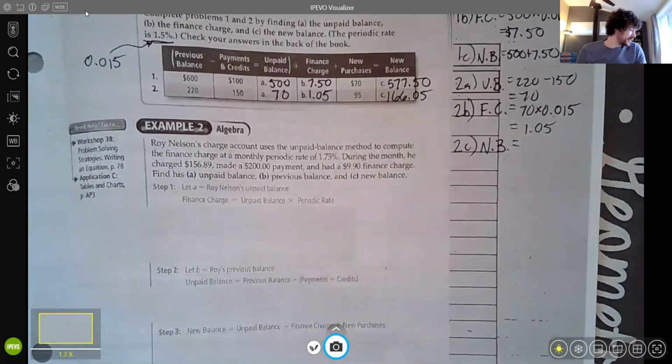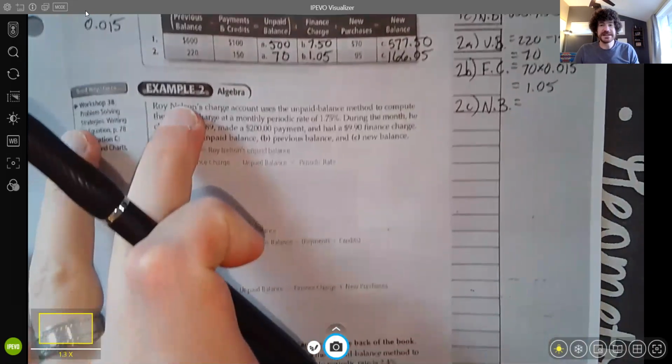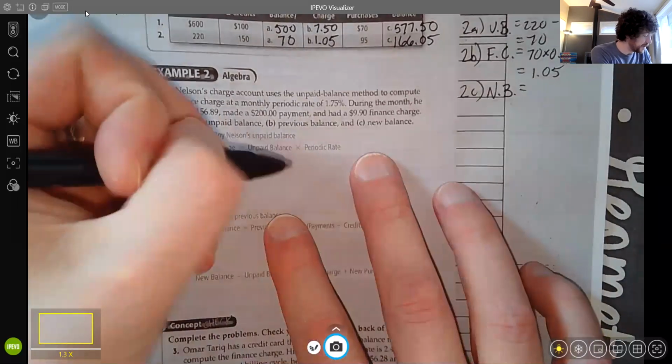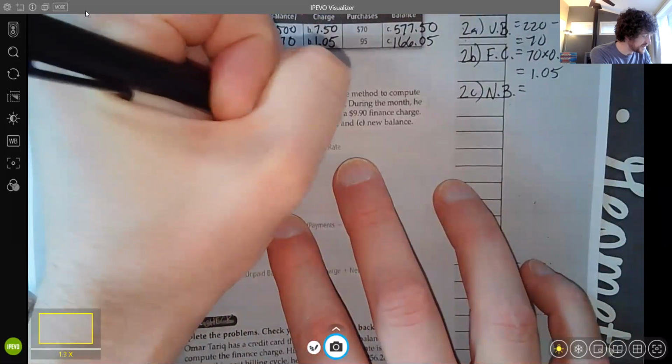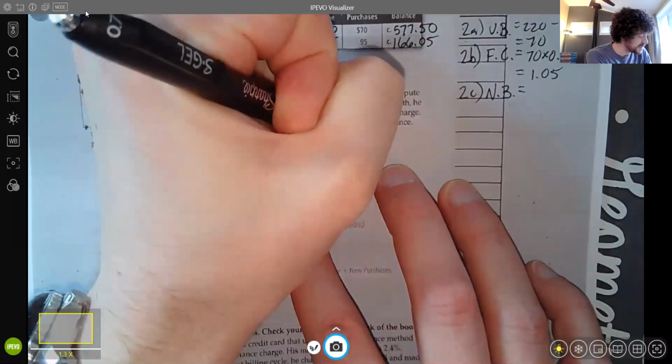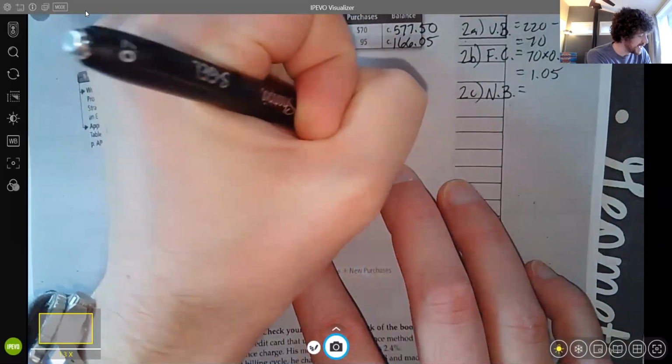All right, we've got a couple more examples that we're going to take a look at here. So the second type of problem that we have today is an algebra type of problem. And so this says that Roy Nelson's charge account uses the unpaid balance method to compute the finance charge at a monthly periodic rate of 1.75%. So I'm just going to make a note here, periodic rate 1.75%, but as a decimal, I'm going to put this in parentheses, 0.0175.